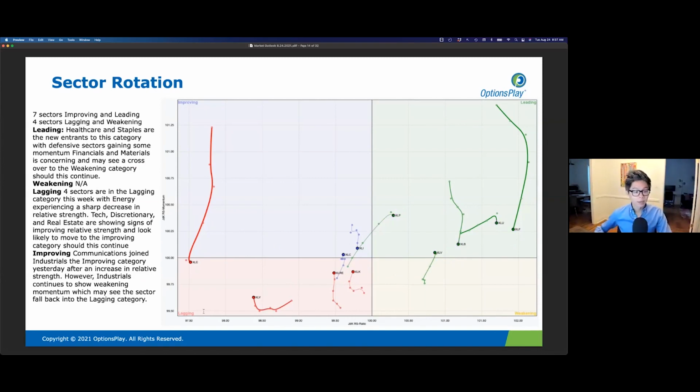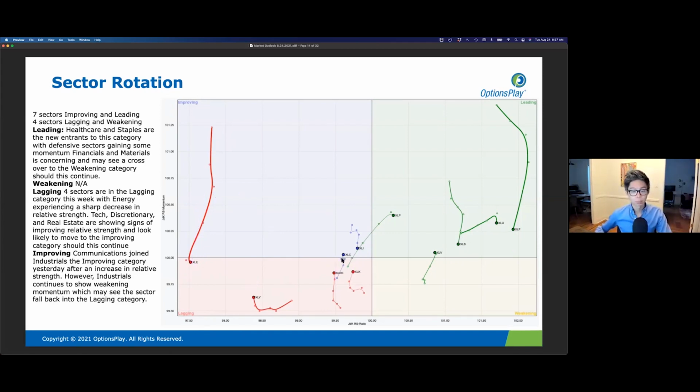We don't have any sectors in the weakening category here at the moment. So you have 5 in the leading category. And then when we move over here to the lagging category, we have technology, real estate, and discretionary starting to shape up a little bit and moving towards the improving category, with energy really falling down into the lagging category recently from the improving. So energy, as you can see, big fall recently here from energy.